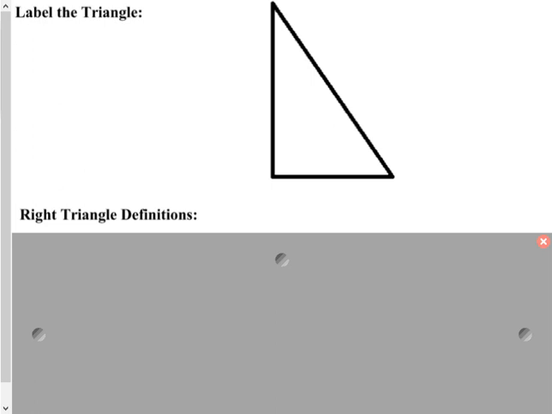So, labeling the triangle. If we have an angle here, and it's a right triangle, we have three sides. We've got the hypotenuse, and then from this angle, this side right here is adjacent, and the side that's left is opposite, like what's opposite our angle.